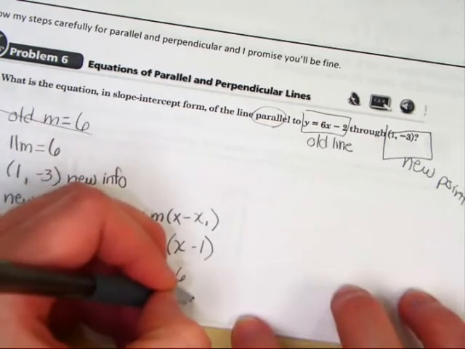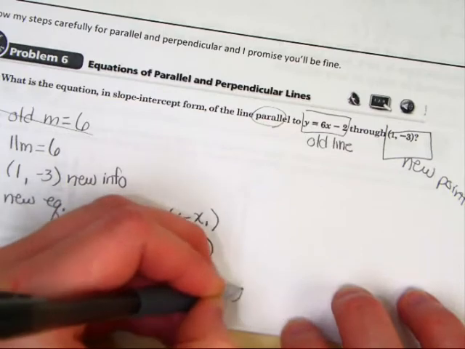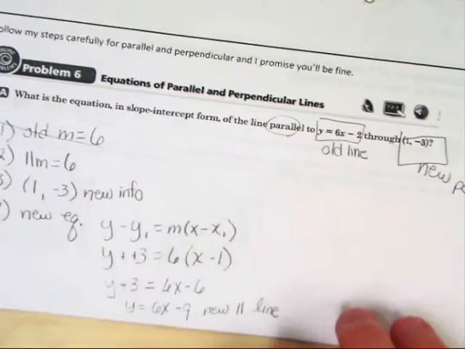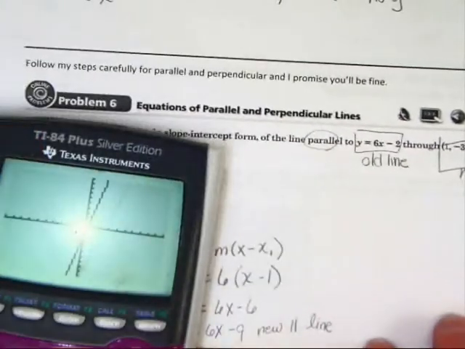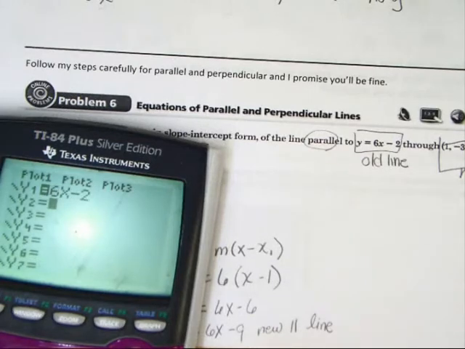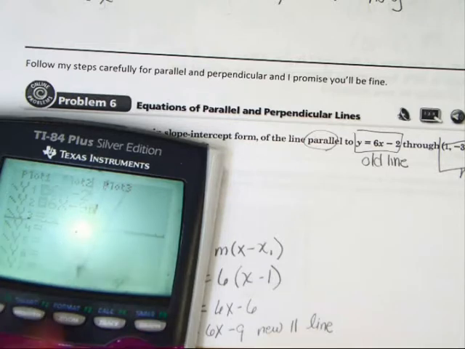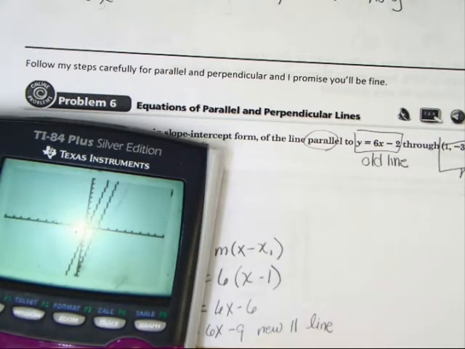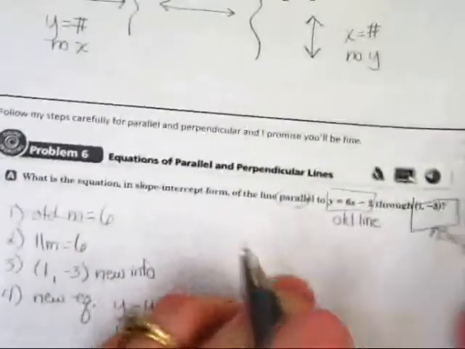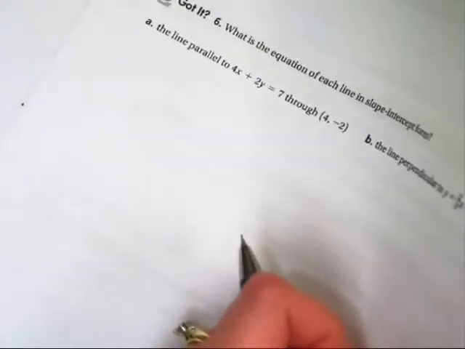So this is the new parallel line. If you want to see it in your calculator, it would be 6x minus 9. Take a look how it's almost exactly where I said it was going to be. It goes through 1, negative 3, and it is parallel. We're going to keep going. We've got to talk about perpendicular now.